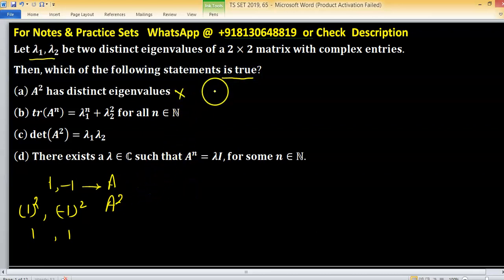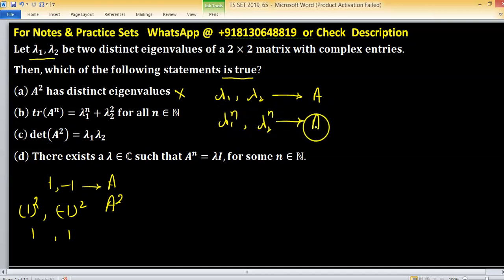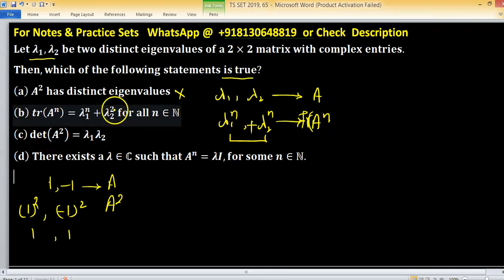We know the result: if lambda 1 and lambda 2 are eigenvalues of matrix A, then lambda 1 raised to the power n and lambda 2 raised to the power n will be eigenvalues of A raised to the power n. So these two are eigenvalues and their sum will be the trace of A square, or A raised to the power n, you can understand. So this value should be n. Option B is right.